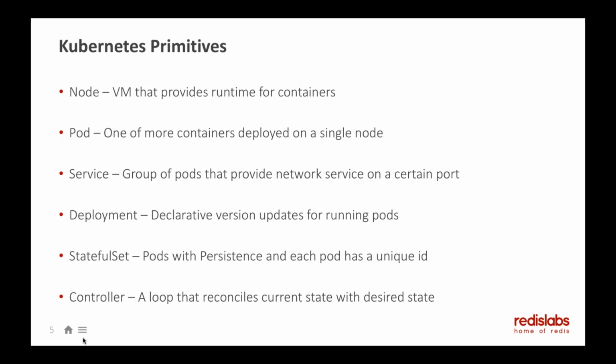The next primitive is the concept of a service. A service is a group of pods that provides a network service. So when you write a service for your application, this allows you to quickly scale up your service, which might be backed by a number of pods running on a number of nodes. Using this combination allows you to quickly scale the service that you have deployed on top of the Kubernetes platform.